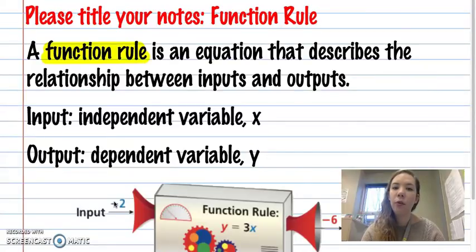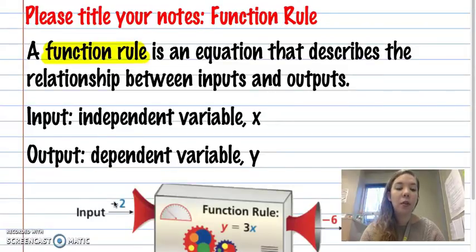So it says a function rule is an equation that describes the relationship between inputs and outputs. In other words, if something's a function, we can write an equation for it. If it's not a function, like in our mapping diagrams, some of them we identified as not a function, those cannot be written as equations. So that's why we like to know what functions are, because if there's a pattern, if the x's don't repeat, then we can model it with an equation.